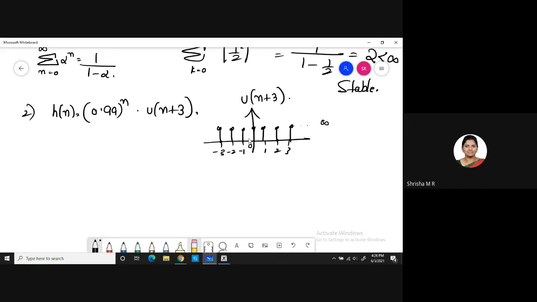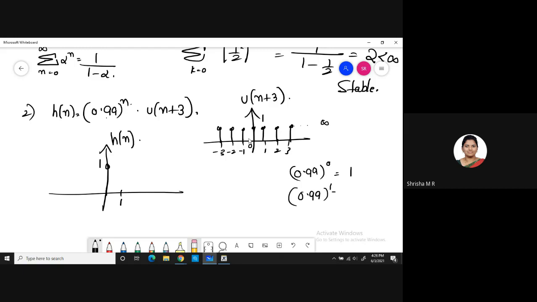This is u of n plus 3. So if you multiply 0.99 to the power of n, what will be your h of n? It is amplitude 1 here. So 0.99 to the power of 0 is 1. So at n is equal to 0, it will be 1. For 1, 0.99 to the power of 1 will be 0.99 only. So at 1, it will be 0.99. At 2, it will be some value still less. At 3 also, it will be some value less.